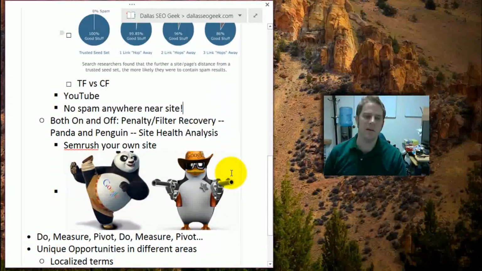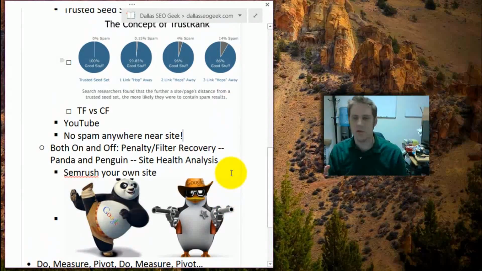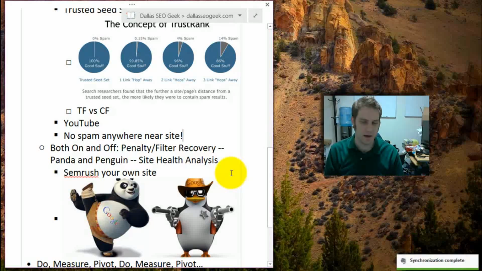Okay, so here's a couple outside the bucket, both on-page and off-page, which is penalty or filter recovery. I'm very experienced at taking someone's site that has been penalized and getting the penalty removed. And 2 of the major penalties that most people who are affected by penalties are hit by are called Panda or Penguin. These are algorithms that Google uses to algorithmically penalize someone.